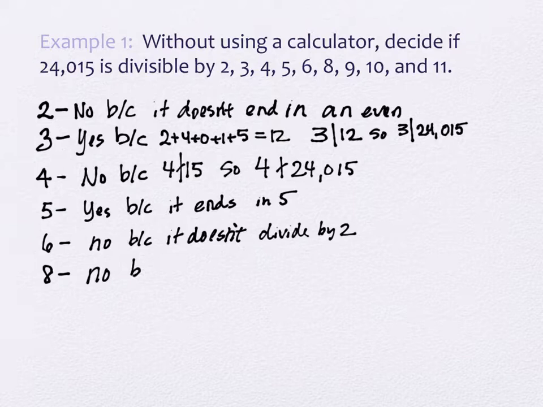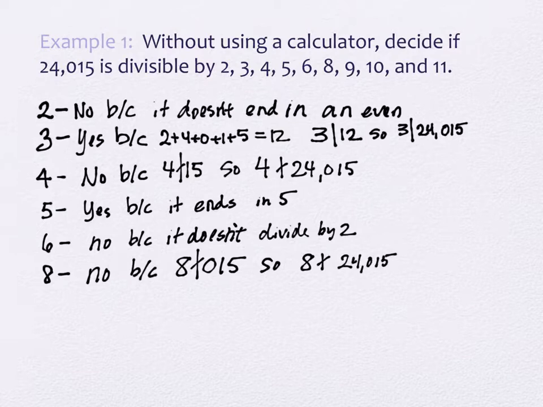Yeah, this one happens to have a 0 in the hundreds place, so the 015 is the 3-digit number at the end, and 015 or 15 is not divisible by 8. 8 does not divide 015, so 8 does not divide 24,015 either.